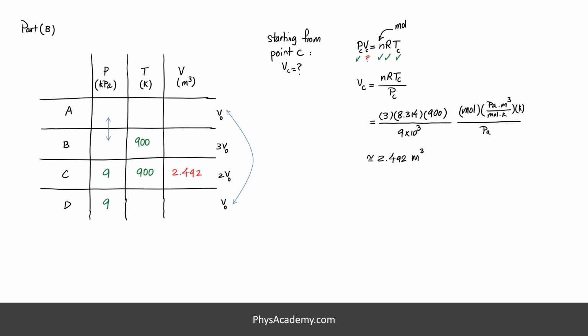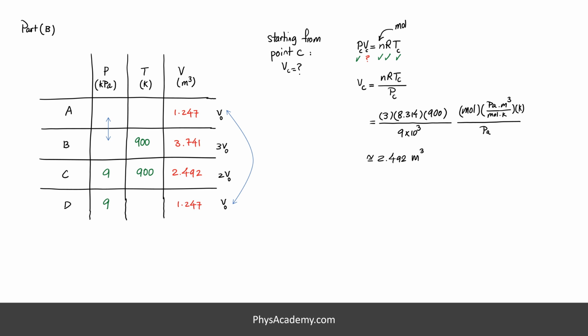Using PV equals nRT, we calculate the volume to be 2.492 meter cubes. Going back to the table, we know the volume of D and A are half of this value. So the volume of A and D are 1.247 meter cubes, and the volume of point B is half larger than C. Again, the same as the previous state, we have 2 out of the 3 variables of states B and C.